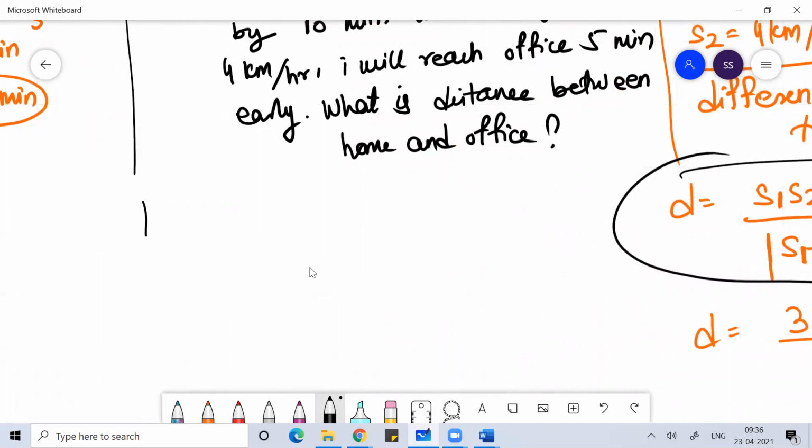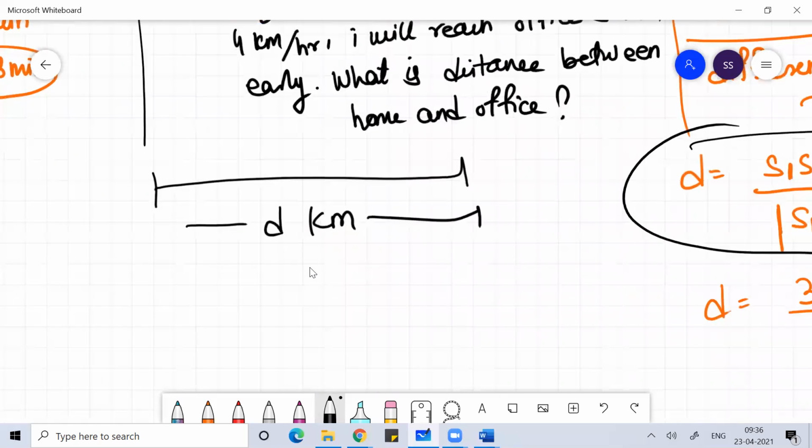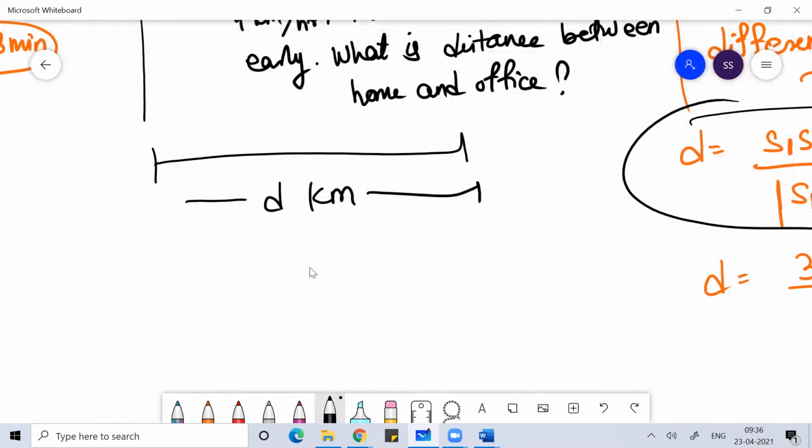So let the distance between home and office be d kilometers. And if you are going at 3 kilometer per hour, then whatever is your usual time, from that you are 10 minutes late.